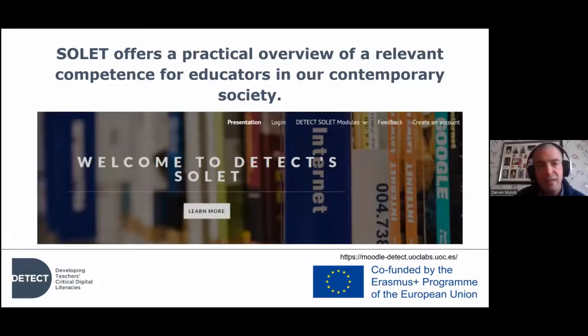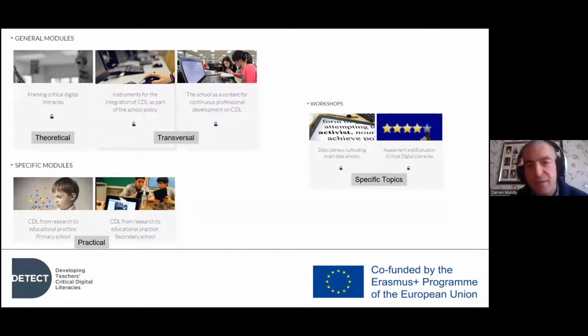The self-organized learning tool for educators offers a practical overview. It's a web-based learning tool that provides a practical overview of relevant competence for educators in our contemporary society. It consists of 5 modules coupled with a couple of practical workshops. The first of those modules frames critical digital literacies and gives an understanding of the meaning of critical digital literacies, goes through the framework and an understanding of each of the different dimensions and many other sub-dimensions.